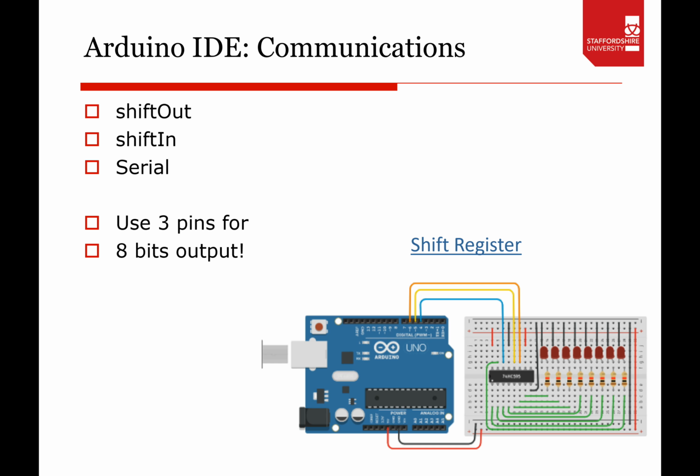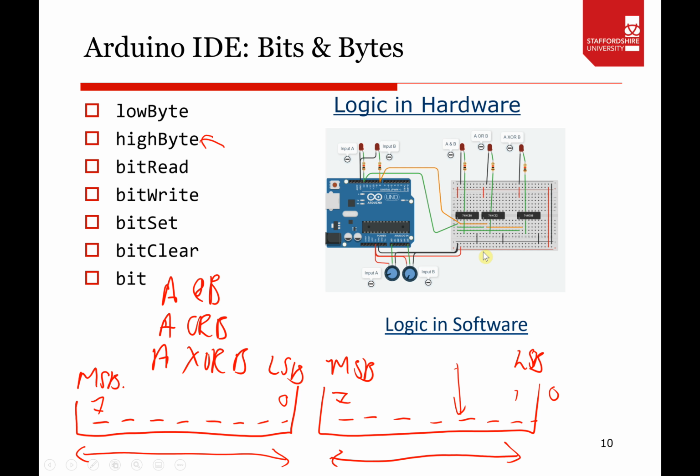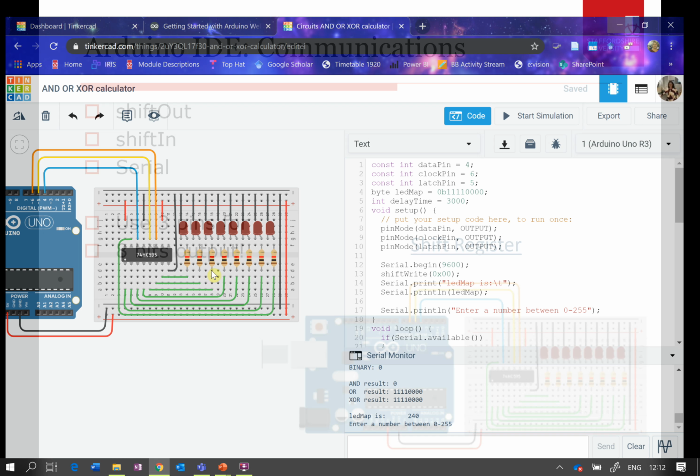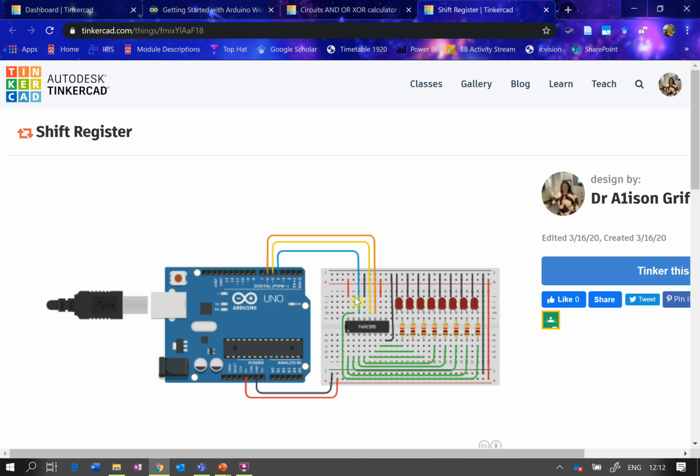So the other example is a shift register. There are functions predefined called shift in, shift out, and serial. We've just seen an example of the serial monitor. I'm just going to use the same circuit diagram, exactly as the logic in software example. But for the shift register, this is used to store data, like when you've been designing not circuits, when you're designing filters.